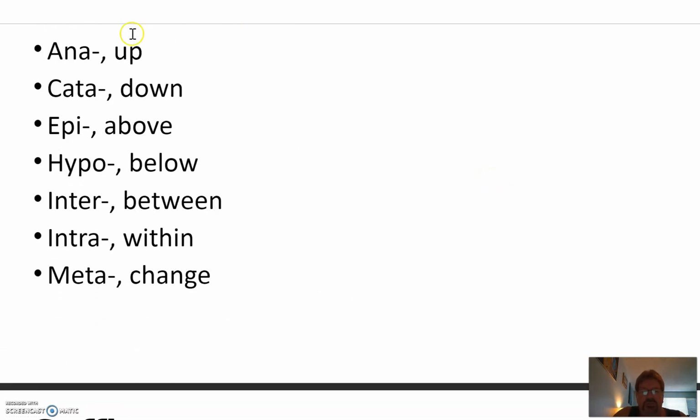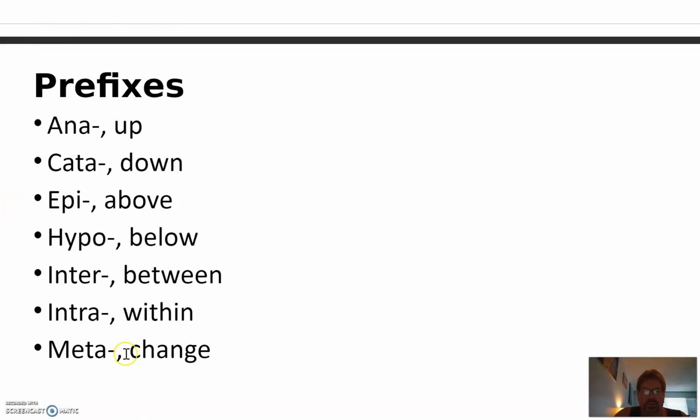Prefixes. Ana means up, like anabolism builds up. Catabolism breaks it down. Epi means above. We touched on that in the last one. Hypo means below, like hypotension, low blood sugar. Inter means between, like the intercostal muscles, the muscles between the ribs. Intra means within, intracellular, within the cell. Meta means change. A metamorphosis is a change.